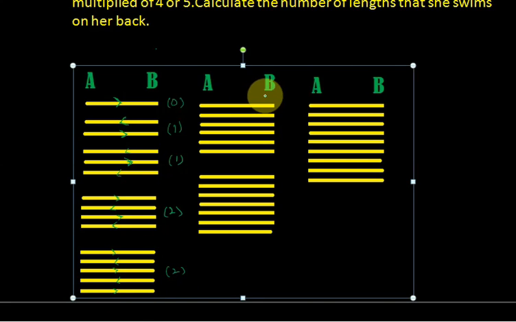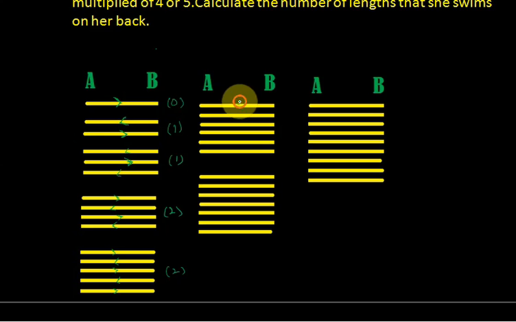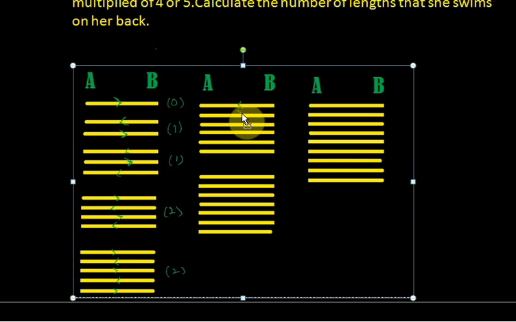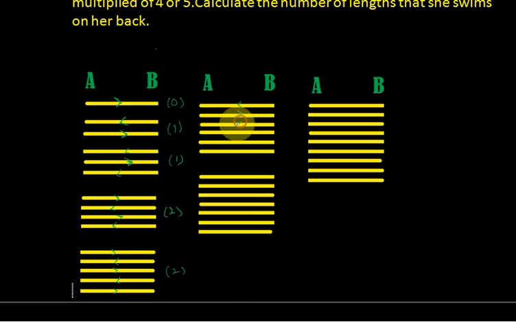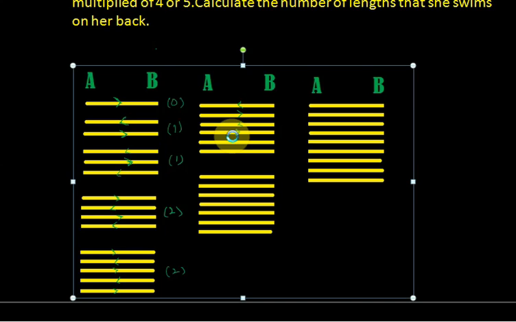Now when she starts from B, she goes forward to A and then back to B, then go and then back, and then go and then back. So how many back are there in the 6 lengths? 1, 2, 3, 4, 6 lengths. 1 back, 2 back, and 3 back. So she took 3 back in 6 lengths.